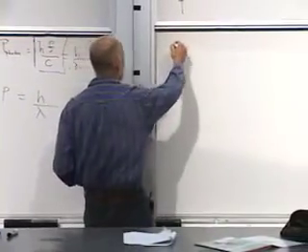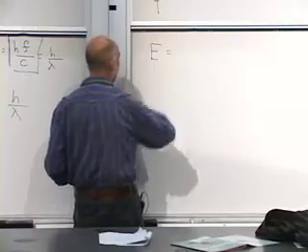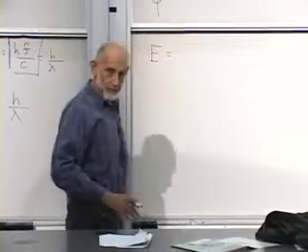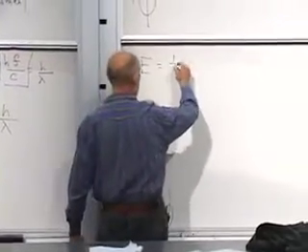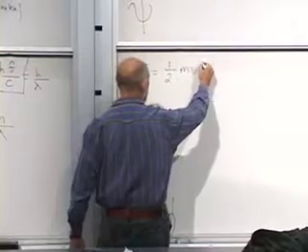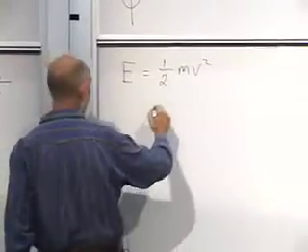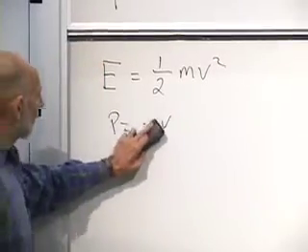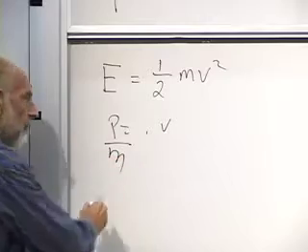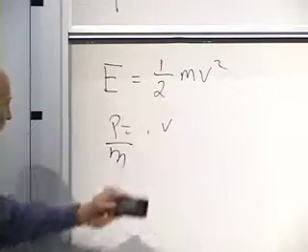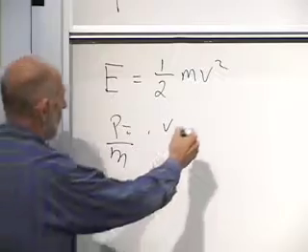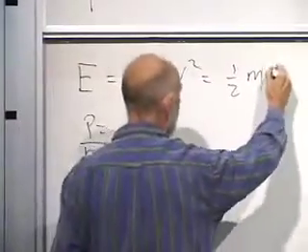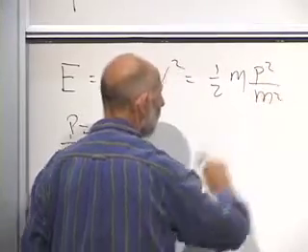Okay? Energy is equal to, now we can start at the beginning and write, I mean kinetic energy, 1/2 mv squared. And the momentum, p equals mv. So we can solve for the velocity, p over m. Everything is a vector, but that's all right. And then the energy becomes 1/2 m times v squared, and v squared is p squared over m squared.